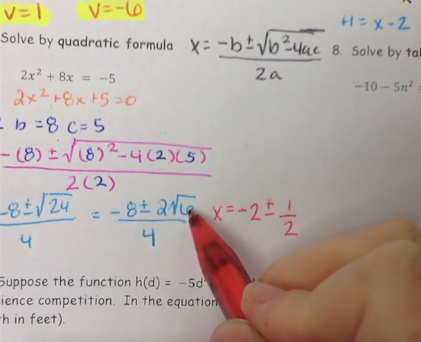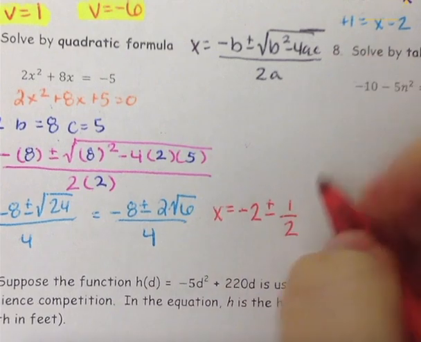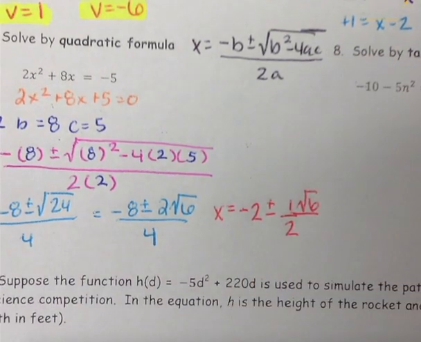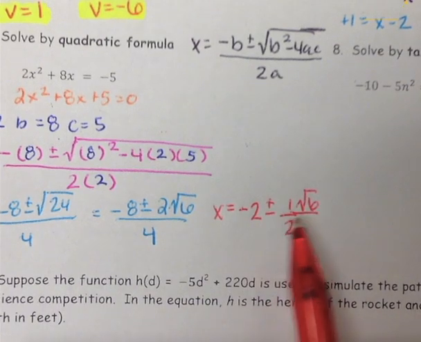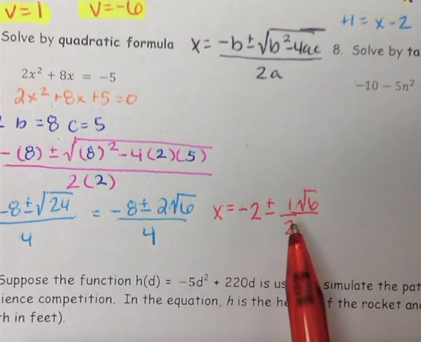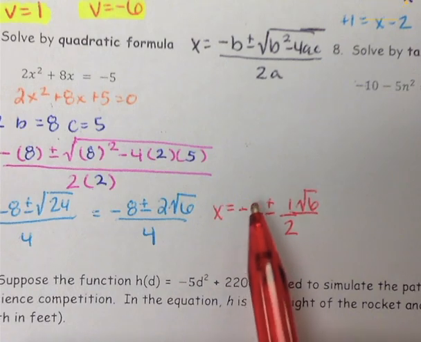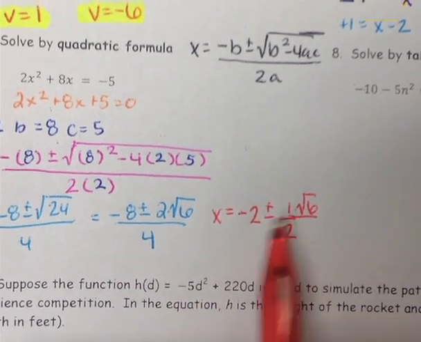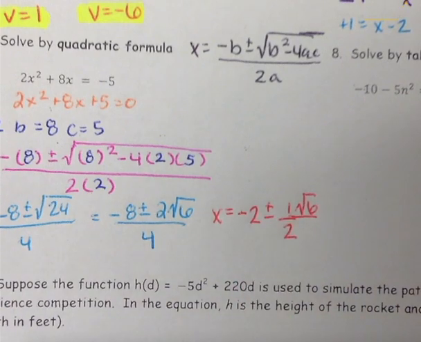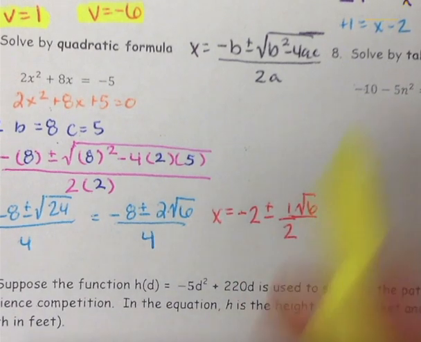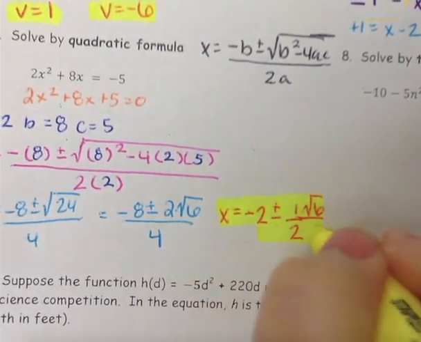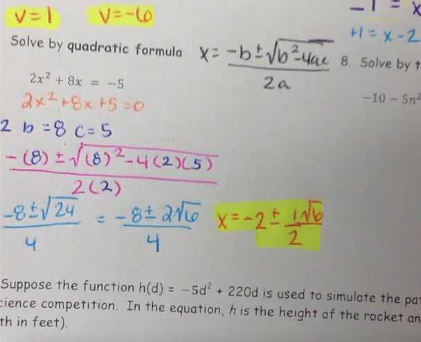And that square root of 6 remains on the numerator with that 1, so it's just 1 square root of 6 over 2. Now, it is no longer all over 2 because negative 2 came from the negative 8 divided by 4. We do not put it all over 2 any longer. So this is our final answer. You have 2 answers. They are real, but they are irrational because of that square root of 6 remaining.